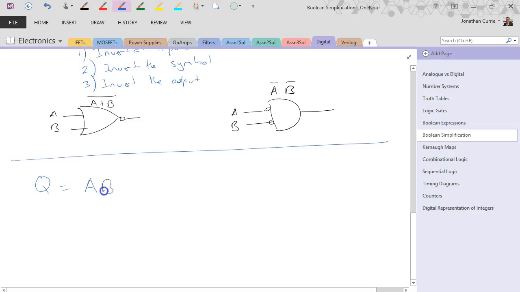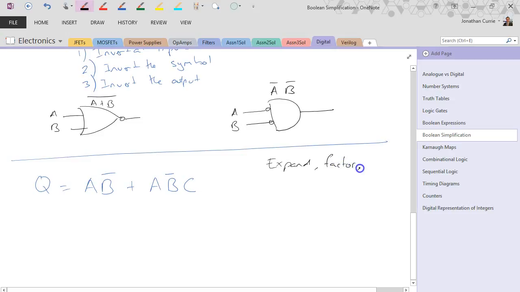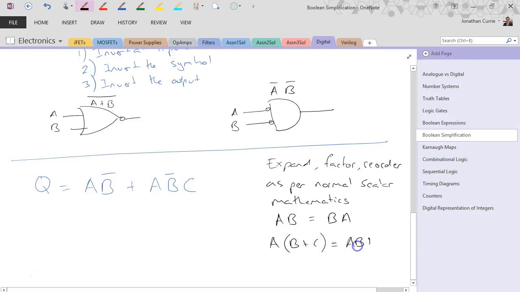Q equals A and not B, or A and not B and C. Okay, one of the things that we can do when working with Boolean algebra expressions is we can expand, factor, reorder as per normal scalar mathematics. By that I mean we can do things like A and B is the same as B and A. A, B or C is the same as AB plus AC, and so forth. So the same rules that we're used to in mathematics also apply in Boolean algebra.